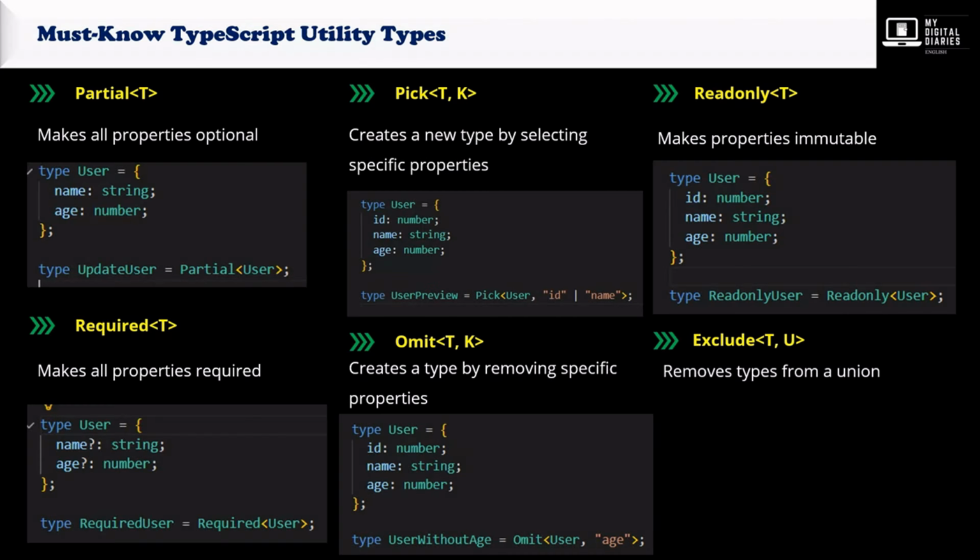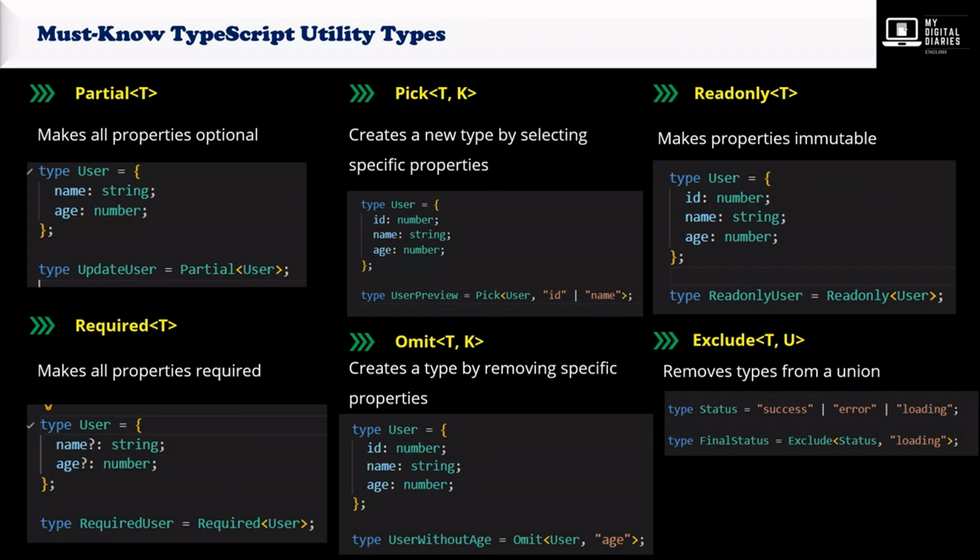Exclude removes specific values from a union type. For example, if you have a status type with success, error and loading, you can exclude loading when it's not needed. This is useful in conditional logic and state handling.